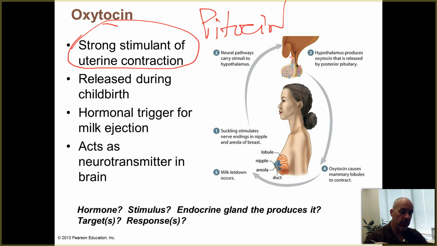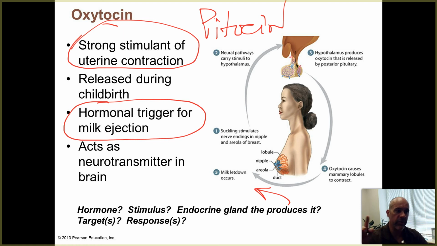Oxytocin is also a hormone that triggers milk ejection. All right, so in females, you have mammary glands that produce breast milk. And what oxytocin does, you have smooth muscle tissue that surrounds those glands, and when that muscle tissue contracts, it actually squeezes the milk towards the nipple. All right, so that's the role of oxytocin.